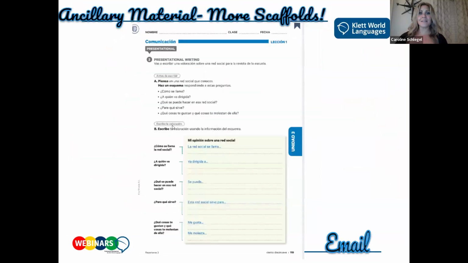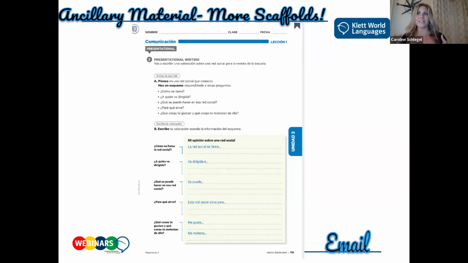There's also ancillary materials that come with Reporteros that have incredibly useful things for us. Look at this. This is from the workbook, and this is an email. It's a presentational. I'm sorry, I mislabeled this. This is not an email. This was presentational writing, right? So they are responding to these questions here. So this was the argumentative essay, right?